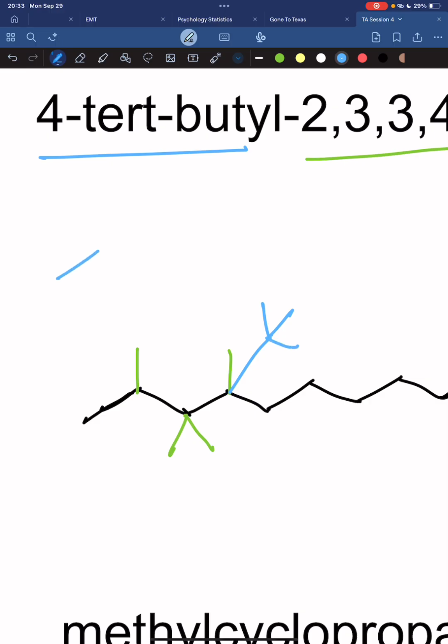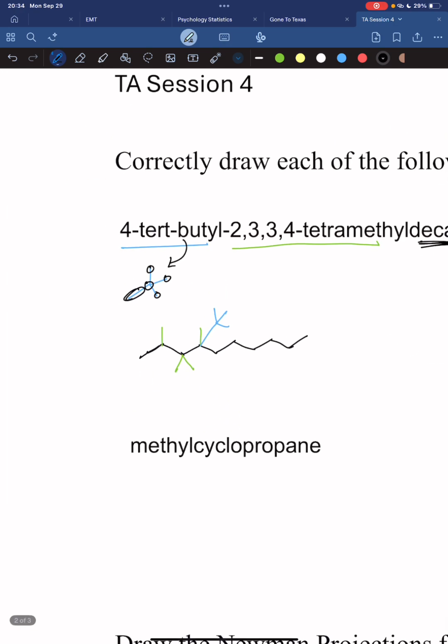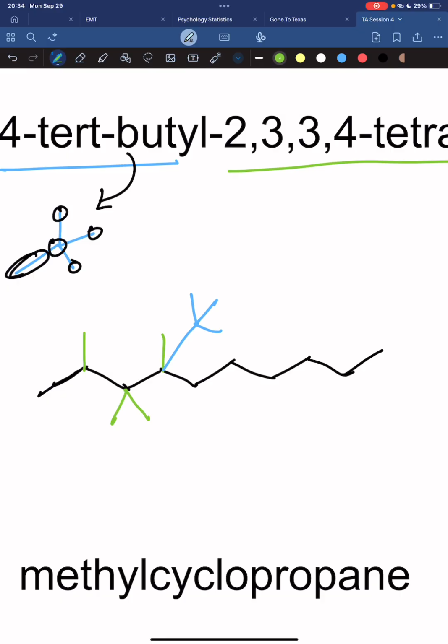Because, let's draw it like this. 1, 2, 3, 4 carbons. That's where the butyl comes in. And then tert, because that's what it looks like, I guess. And here's the bond that connects it to the parent chain. So this is our molecule. And personally, what I would do, I would fix these bond angles like that.